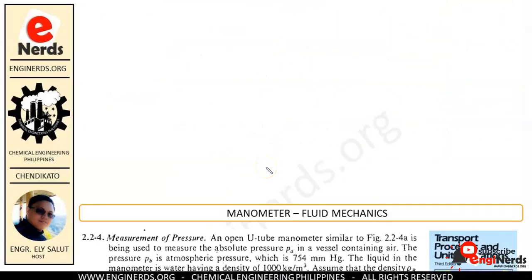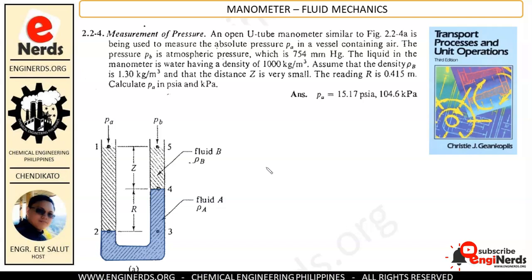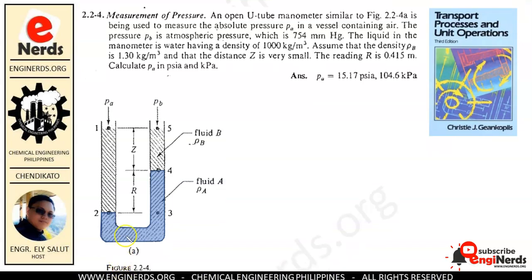Okay, so now let's go to the next question. And this question was taken from the Transport Processes and Unit Operations 3rd edition by Christie J. Geankoplis. Okay, so we're going to consider problem 2.2-4. And the title of this problem is Measurement of Pressure. An open U-tube manometer similar to figure 2.2-4a, this is the figure right here, no?